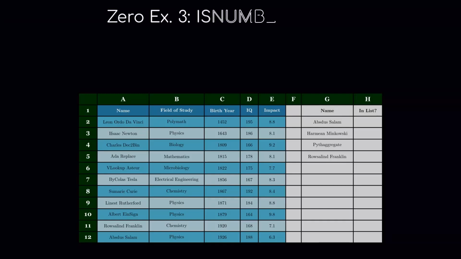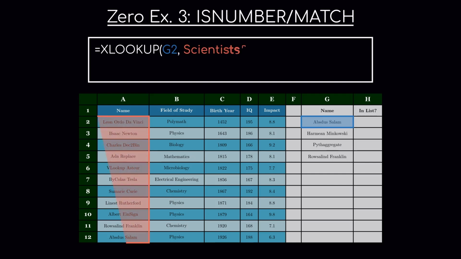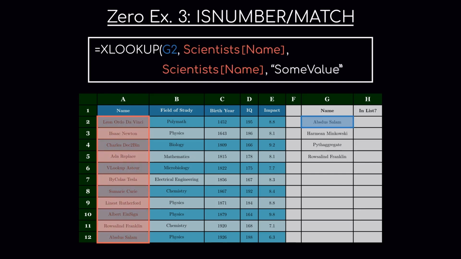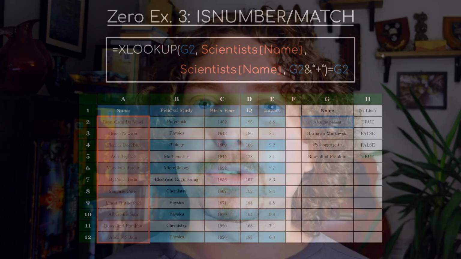For example, to check if each of these scientists were in our table, we could simply look up the scientist's name within the name column, returning from the name column, otherwise returning some other value, and set this whole expression to equal the name we're looking up. To be extra safe, I like to change the not found argument to be the value we're looking up concatenated with some other additional string. This will return true if the scientist appears in the table, and false otherwise.